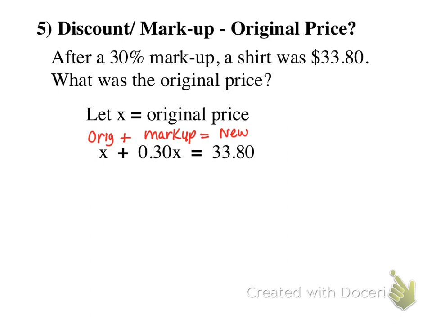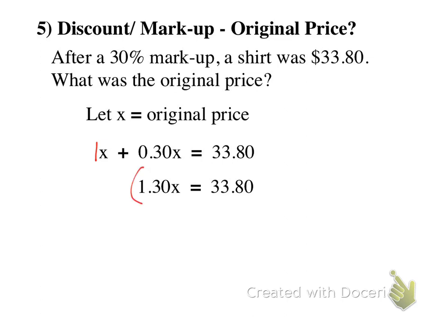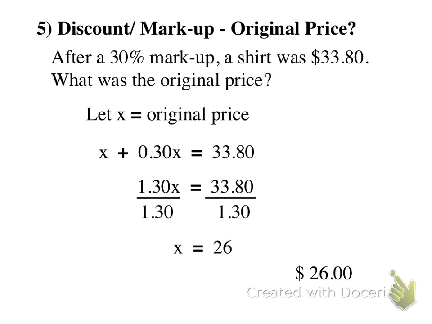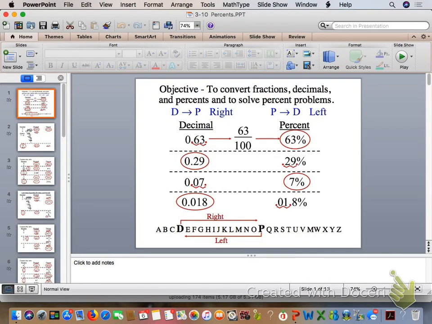So now we end up with 1 3/10 x if I add it, because this is really a 1. And now we can divide both sides. You can either clear it here by multiplying by 10 really, and then I get 13x equals 338, and then solve for your x, divide both sides, and we end up with x is $26, and that is the original price. And that is the end of the lesson.